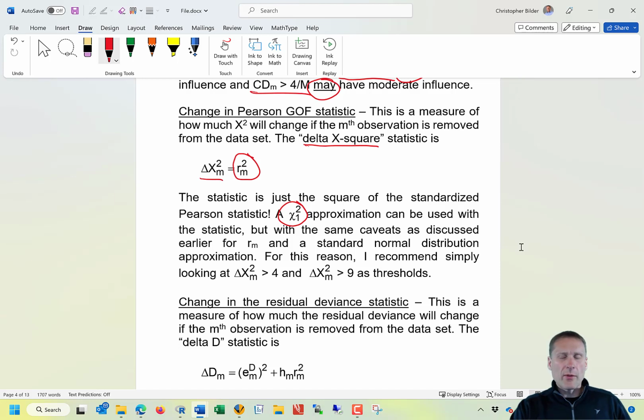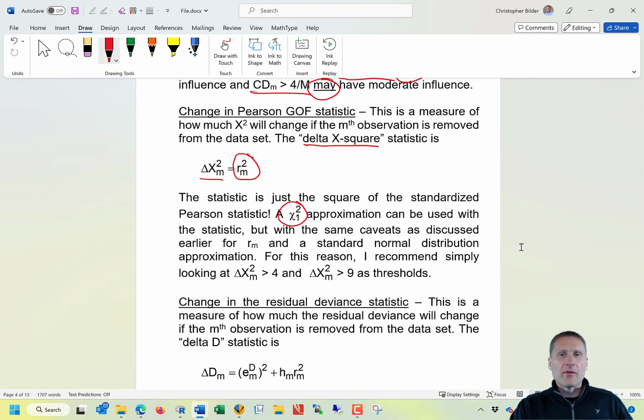Let me also back up a second. You might be wondering why we're using a chi-square 1. If you've had a mathematical statistics course, you know that a standard normal random variable, when it's squared, is equivalent to a chi-square 1. That's why. If you haven't had a mathematical statistics course, that's okay. Just accept this as true.